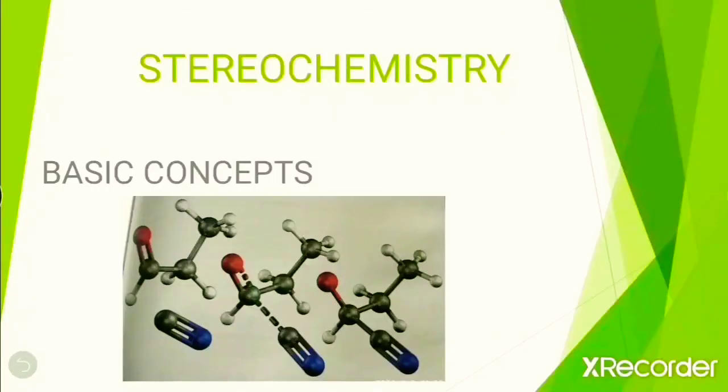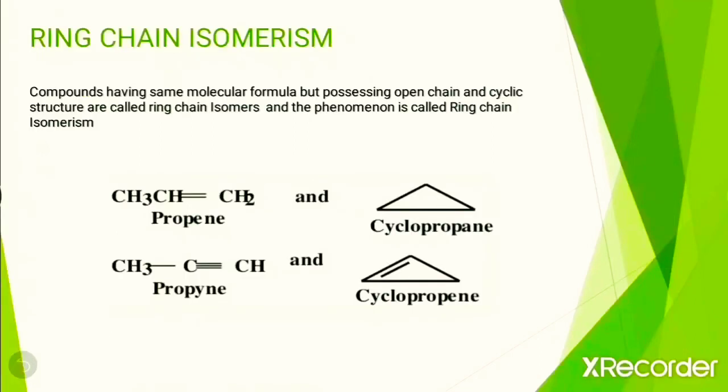Today we will continue the topic of stereochemistry which was remaining in the first video of this series. So, ring chain isomerism. Compounds possessing open chain and cyclic structure but having the same molecular formula are called ring chain isomers, and the phenomenon is known as ring chain isomerism.